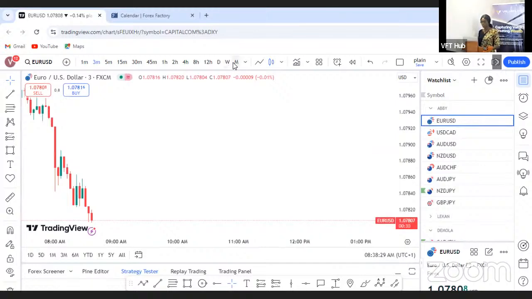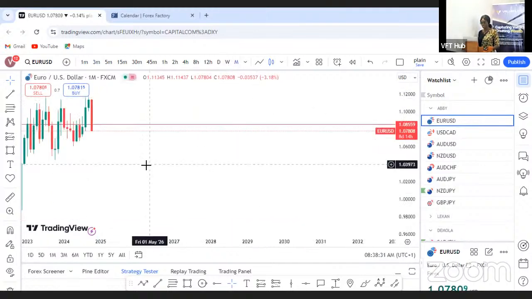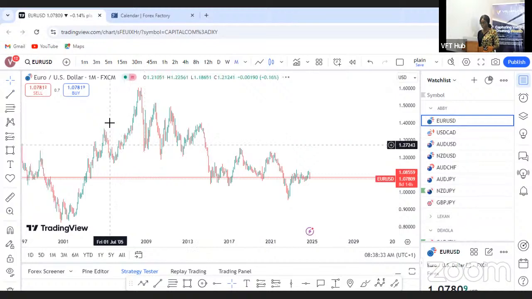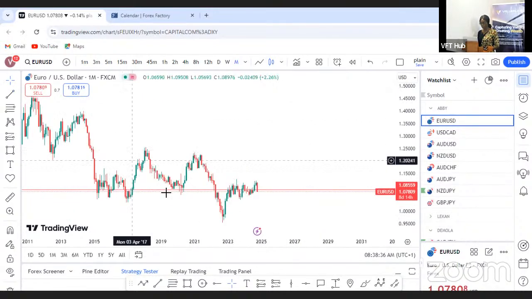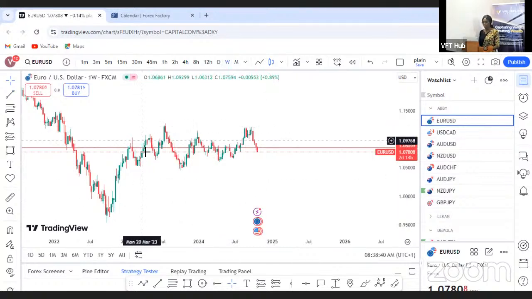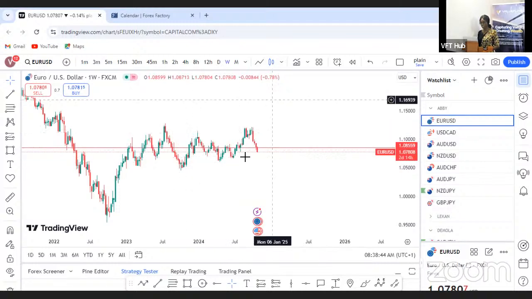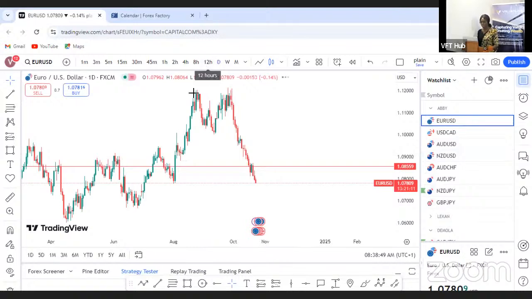And for Euro USD on a monthly time frame, right? It's pretty much the same thing. Price still very bearish, right? And for weekly time frame, price traded into this resistance point and we're seeing a move to the downside. And on the daily time frame too, we haven't seen price retracing, right? Price just broke this low, and all we are seeing is more push to the downside.